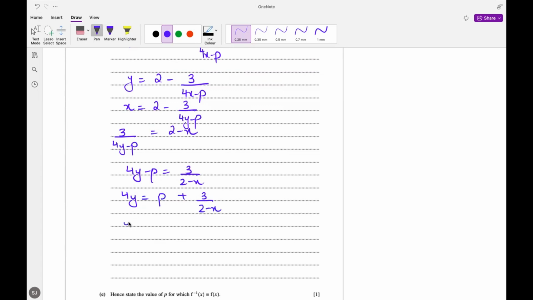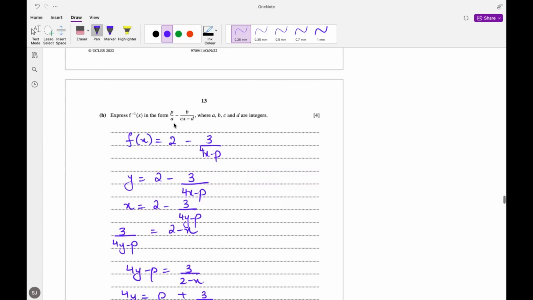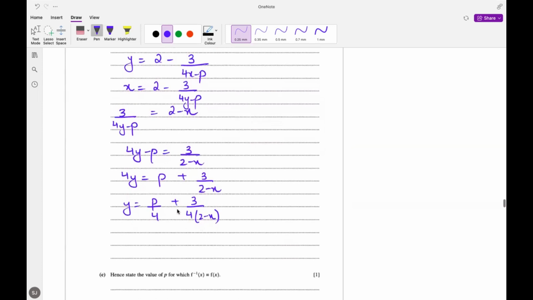In the last step, we'll divide it by 4. So this will become p upon 4 plus 3 upon 4 into 2 minus x, as 4 will divide with both the denominators. So this is 4 into 2 minus x. Now, as the expression was p upon a minus b upon cx minus d, and we have a plus sign over here, we can bring a minus by first expanding this. So this will become 3 upon 8 minus 4x.